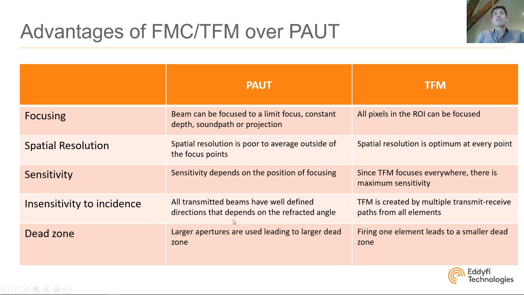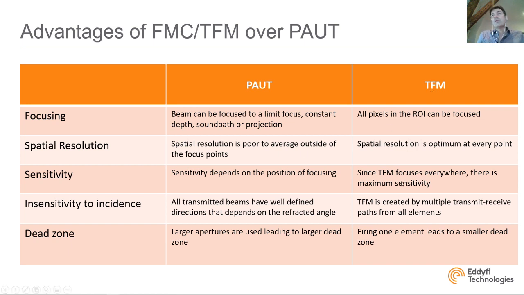Sensitivity to the incidence. When we do PAUT, we are doing our scan plans, doing sector scan, linear scan, and for the bevel, we are trying as much as possible to be normal to the bevel, to detect the lack of sidewall fusion, for example. So the PAUT is very sensitive to the angle of your beam. If you have too much angle, then most of the energy is now going to go back to the probe.